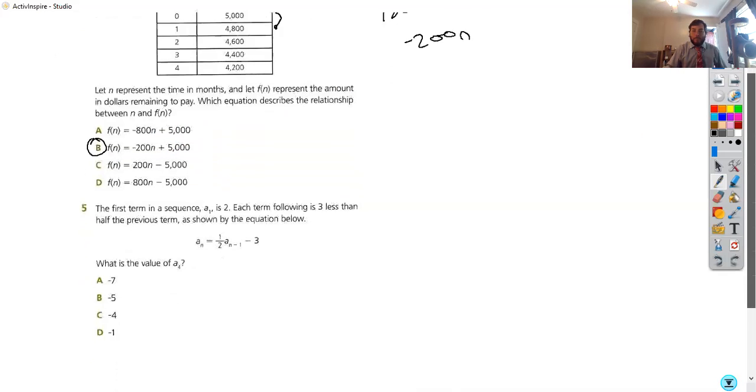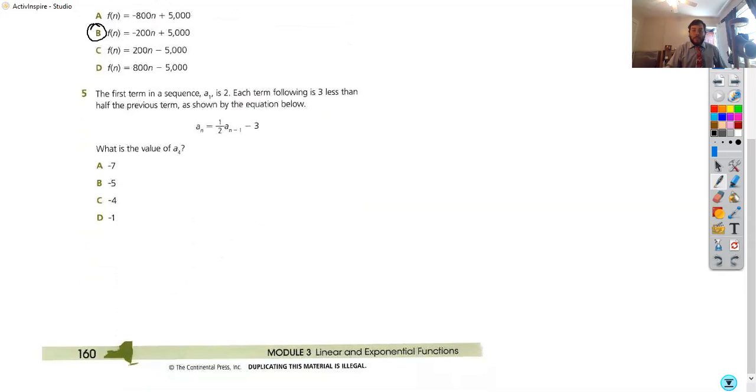The next one here: the first term in a sequence, A1, is 2. Each term following is 3 less than half the previous term, as shown by the equation below. So here we have a recursive series because we need to use the previous term in order to find the new term. If we wanted to find A4, we're going to have to find each term in between A1 and A4 in order to work this out.